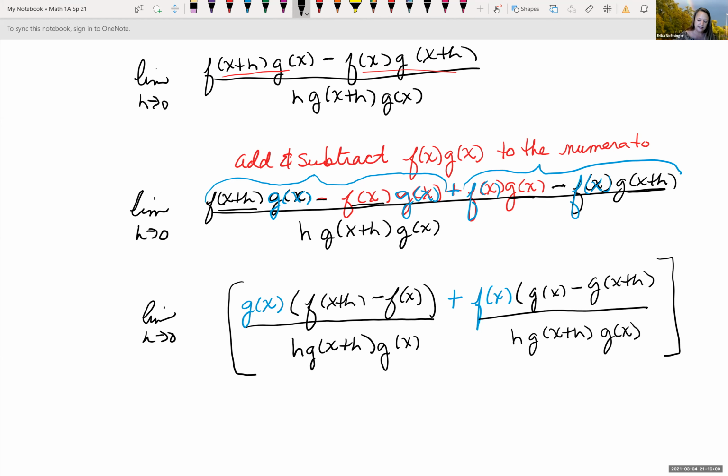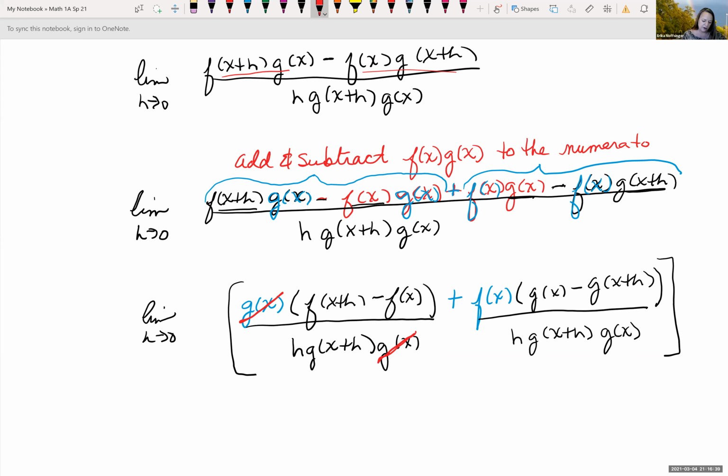Okay, so let's see if we can simplify either of those fractions, see if we have anything in common. We'll notice that g of x that we pulled out of the first two terms, we have a g of x in the denominator, and those are going to go away. If we look at f of x, when we pulled out the f of x, that did not cancel anything. Okay, so let's just leave it alone.